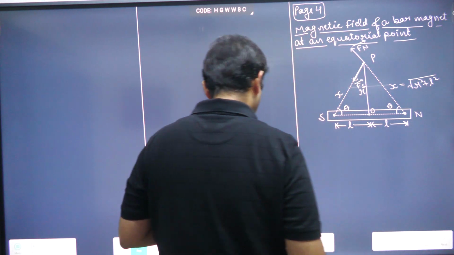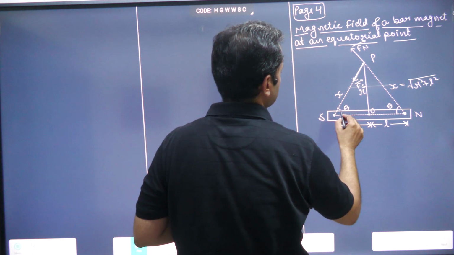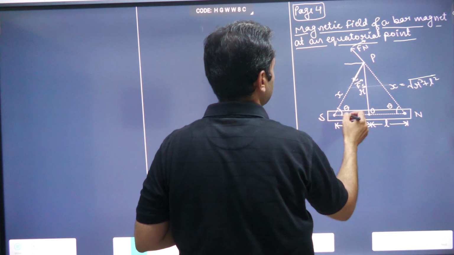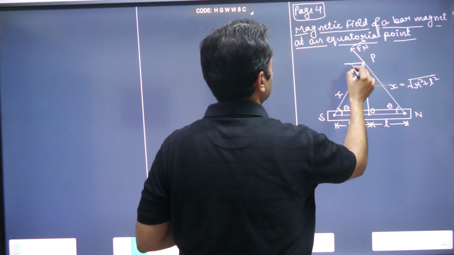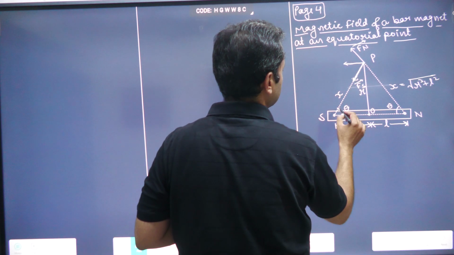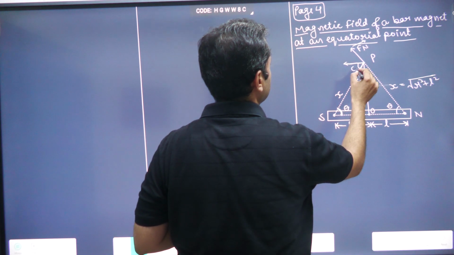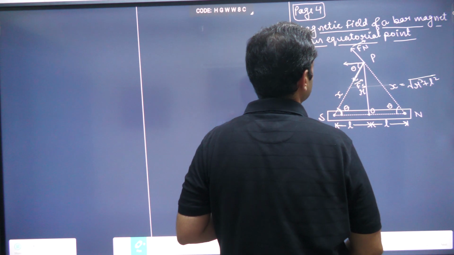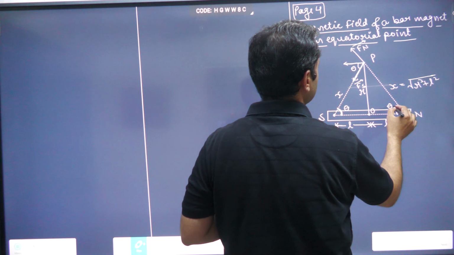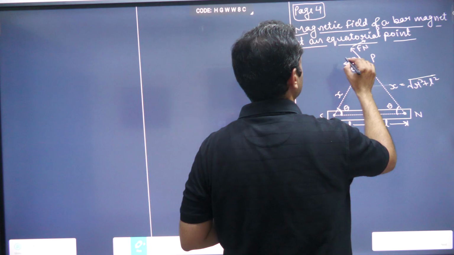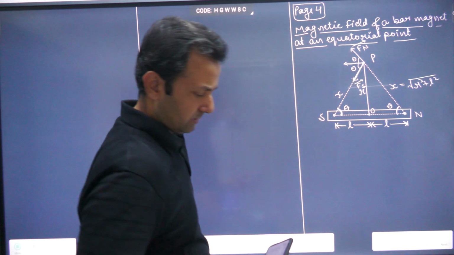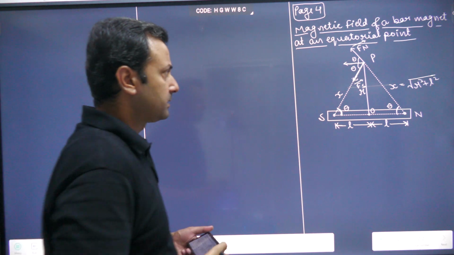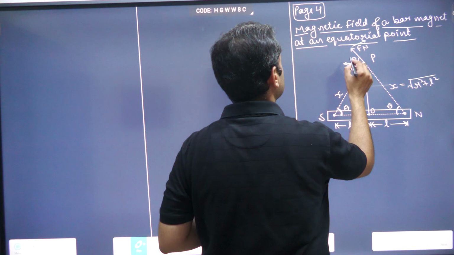Now, let's draw this angle as theta. Let's draw a line parallel to the magnetic axis. If this line is parallel to this line, this angle is theta, and this angle is also going to be theta, by alternate interior angles. If this angle is theta, this angle is also going to be theta, by corresponding angles. Now, the resultant of both these forces will be in this direction.